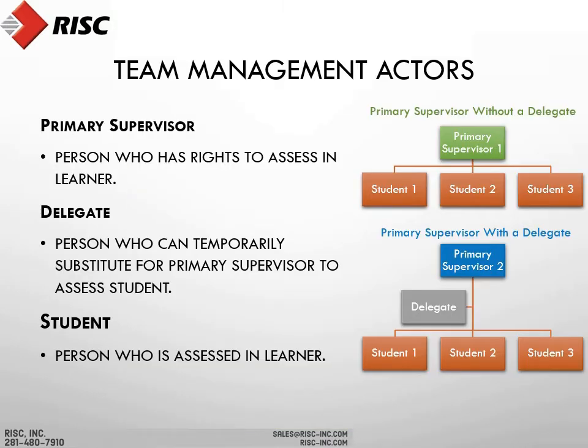Here are the people involved in the team management process. The primary supervisor is the only person with the rights to assess a TMG and learner. They are associated to a person on their student record. A delegate is someone who can temporarily substitute for a primary supervisor to assess students. Keep in mind that when a delegate is given permission to submit team management approvals, the primary supervisor cannot. Approvals are only permissible by one person at a time.